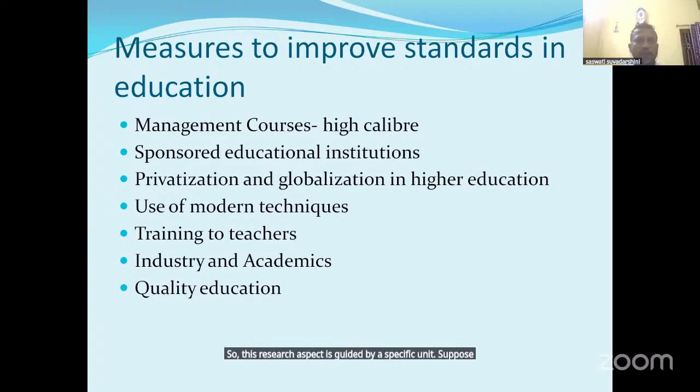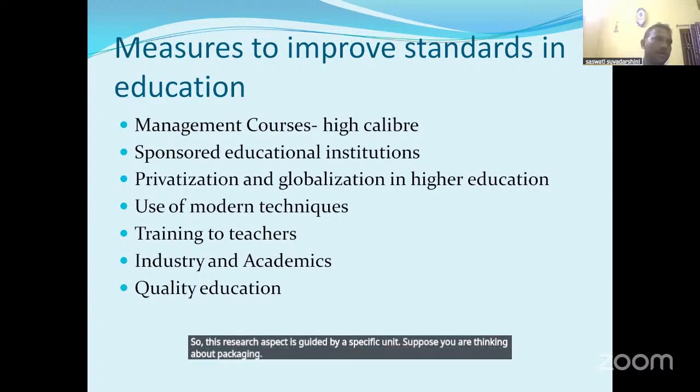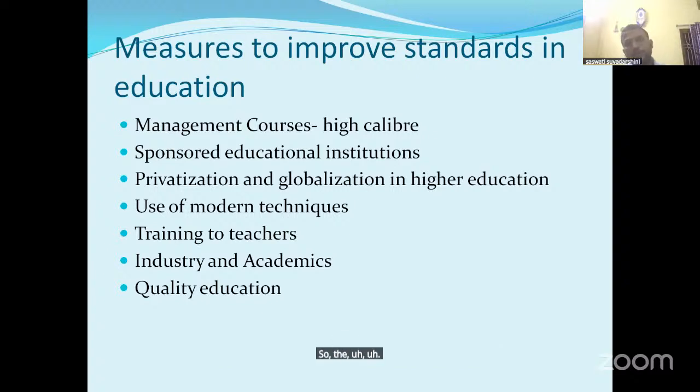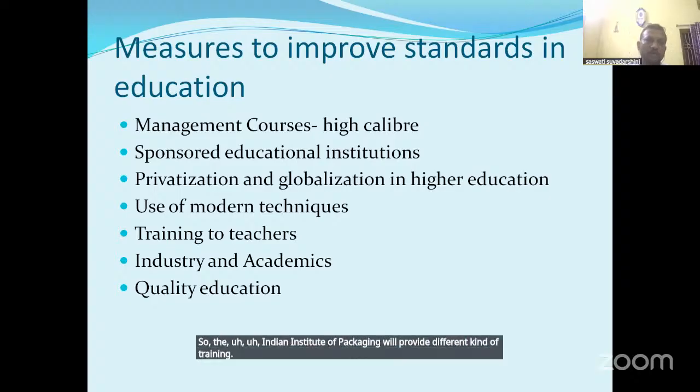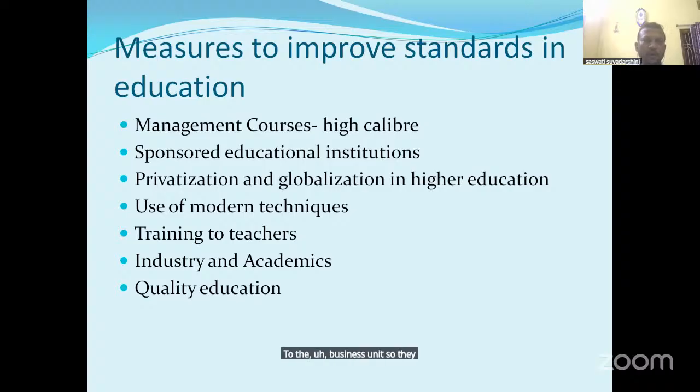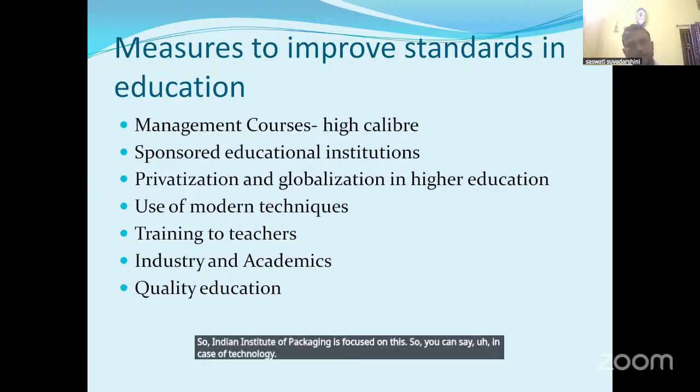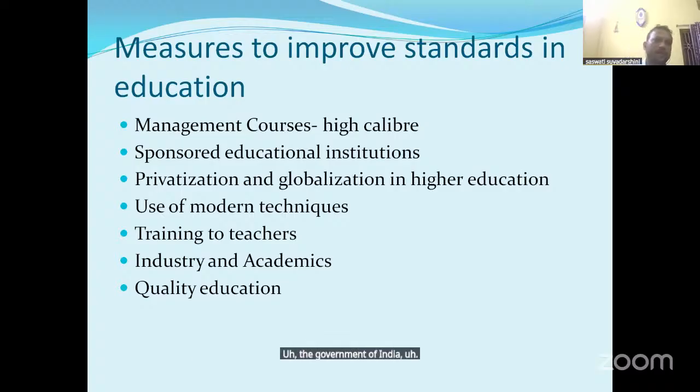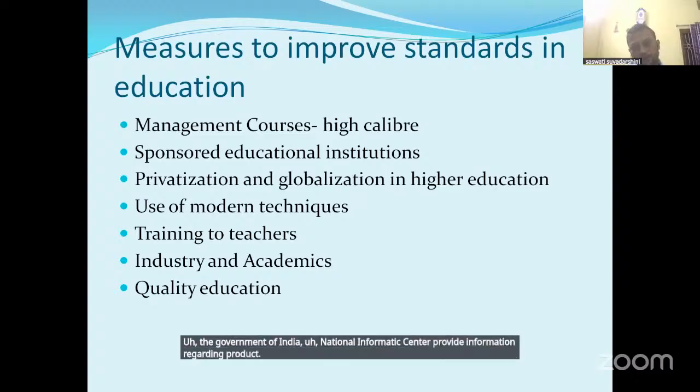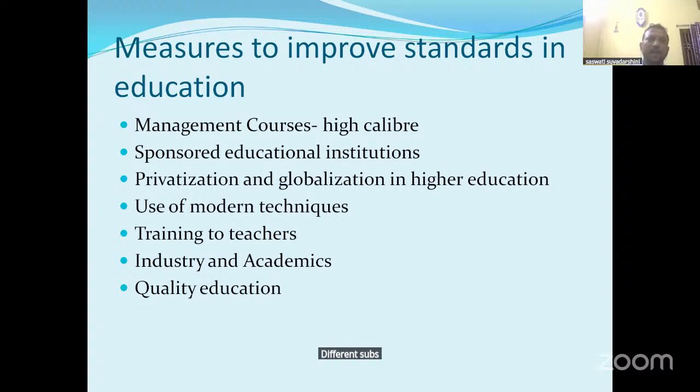Suppose you are thinking about packaging. The Indian Institute of Packaging will provide different kinds of training to the business unit so they can make more and more effective packaging. So the Indian Institute of Packaging is focused on this. In case of technology, the Government of India's National Informatics Centre provides information regarding products. Different subsidiary companies are also providing different kinds of training.